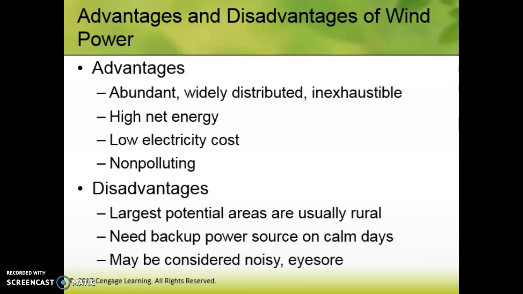The disadvantages are that the largest potential areas are usually rural, so we're talking about places that aren't right next to cities. We're talking about farm ground. We're going to take away farm ground to build wind turbines. We're going to disrupt microclimates. We're going to have air moving in areas that it normally wouldn't be moving in the way that it would be moving. It's going to make the temperature slightly different.